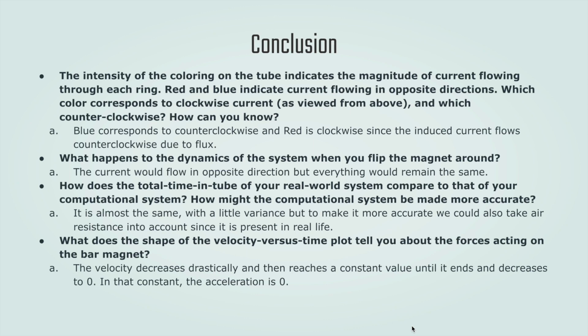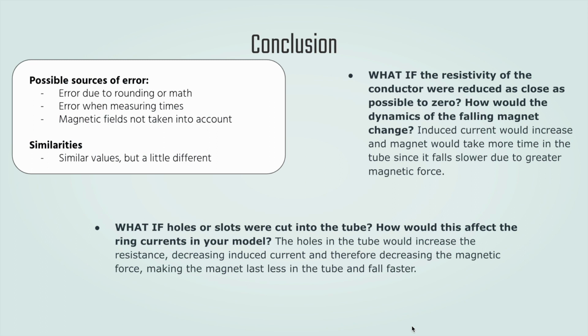What does the shape of the velocity versus time plot tell you about the forces acting on the bar magnet? The velocity decreases and then reaches a constant value until the end and decreases again. In that constant value, the acceleration is 0 because the slope of the velocity graph is 0. Possible sources of error are errors due to rounding or math, error when measuring times, or the magnetic fields not being taken into account, possibly. The results are pretty similar, but as I mentioned before, they're a little bit different due to neglecting error resistance.